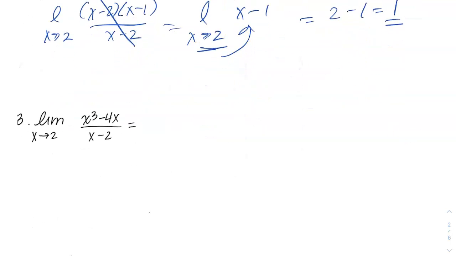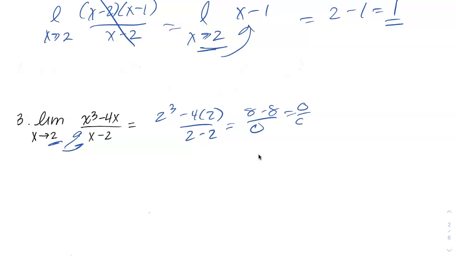Next one. Okay, so first let's try 2 cubed minus 4 times 2 over 2 minus 2. This is going to be 8 minus 8 over 0. So it's going to be 0 over 0. Indeterminate. So, factor. On the top here, they both have an x in common.